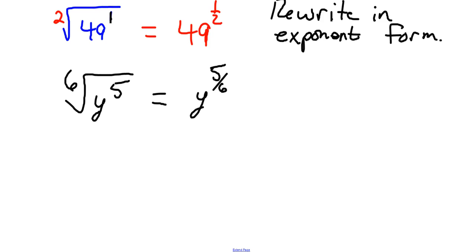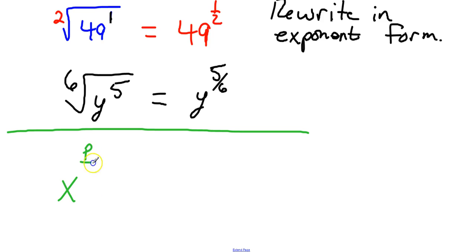Okay. On the flip side of it, they kind of go backwards. They'll give you a problem that's in exponent form. So you're doing x to the p over n power. We'll look at just the basics of it first. If you have something like x to the p over n power, just realize that the p is the power. And then the n in this case, that would be the root.